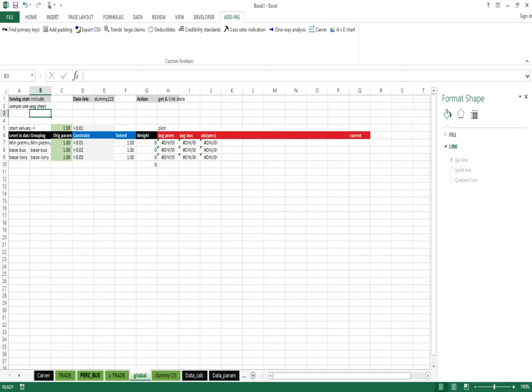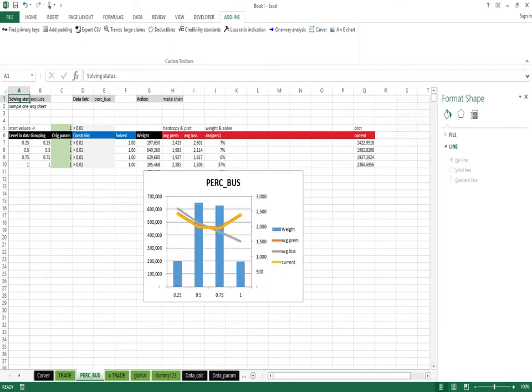And in terms of percentage of buses, there isn't really a rating factor for that. So we don't want the Carver to look for a rating factor. So I'll say no change here.